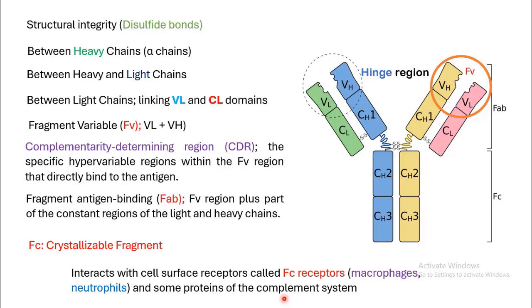So what you can see over here is that the immunoglobulins are making two kinds of interactions. This FV region is responsible for interacting with the antigen, and this FC region is responsible for interacting with other immune cells or other immune components of the body.